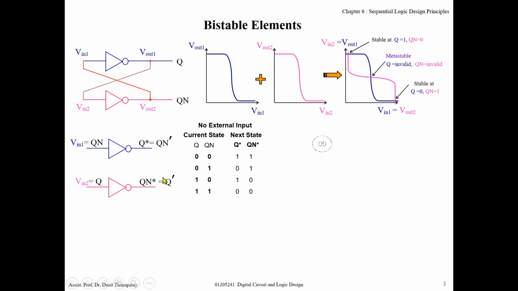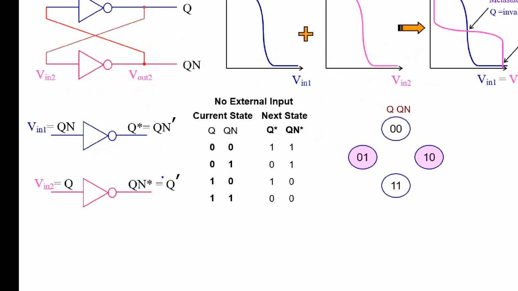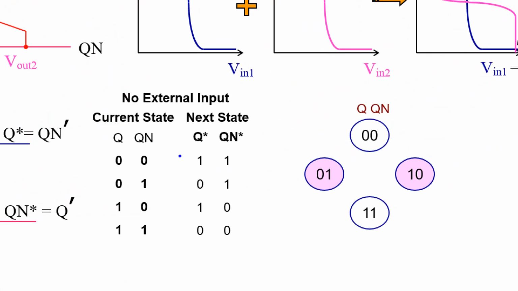So now we've got this one. Then I write the state of the circuit. There are 4 states: 0, 0 and circle around it, 0, 1, 1, 0, and 1, 1. Now let's consider if the circuit is at the 0, 0 state. When time passes, the state will go to 1, 1. 0, 0 changes to 1, 1.